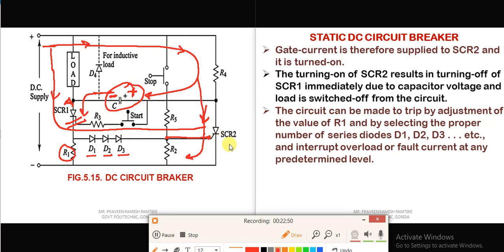So as this SCR2 is on, SCR1 is off, and once the SCR1 is off, the load gets disconnected. So this is how the static DC circuit breaker works. Thank you very much.